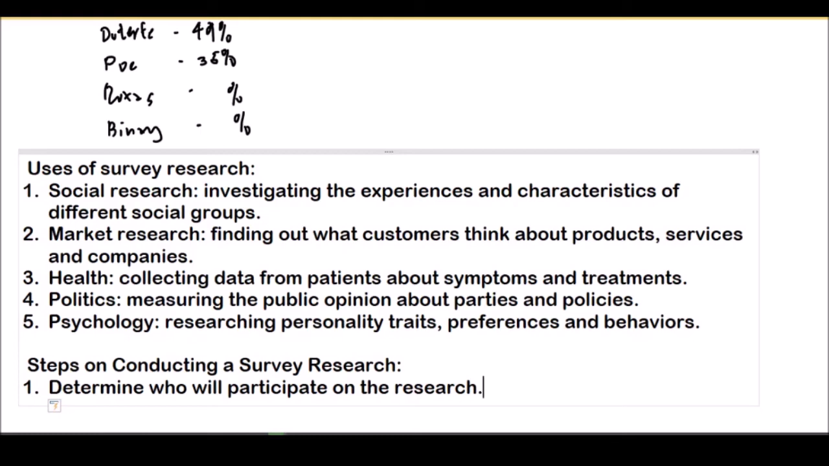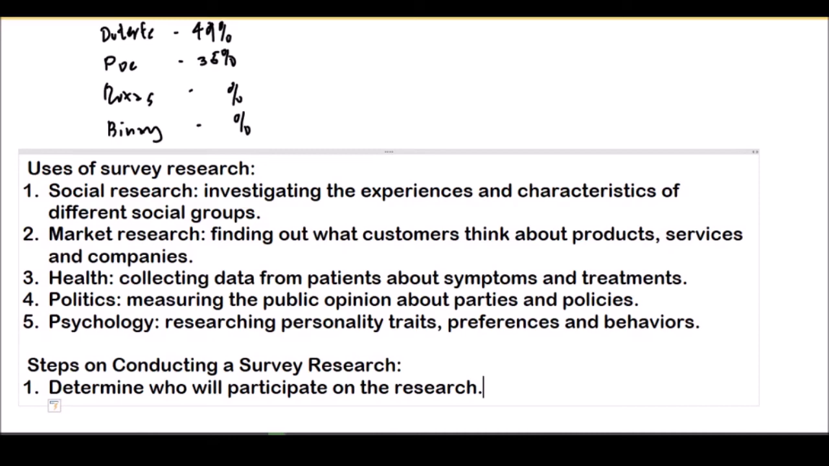determine who will participate on the research. So you must first know who are your respondents. For example, if your study concerns how the students, or what are the students' outlook towards online class, so you must determine who are those students. So you cannot give a survey or a questionnaire to those students who have not opted to go to online class, because it will not be within the scope, or it will not answer your research problem.